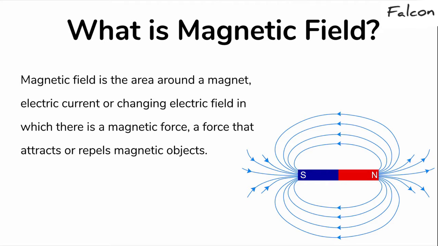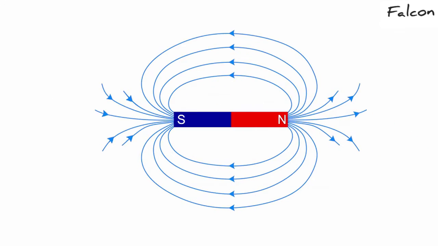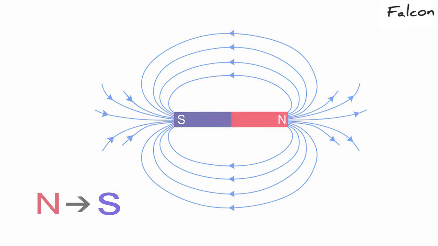Magnetic field is the area around a magnet in which there is a magnetic force, a force that attracts or repels magnetic objects. Have a look at this figure. Crowded magnetic lines indicate a strong magnetic force in that area. Spread out magnetic lines indicate a weak magnetic force in the area. The direction of the magnetic field is always from north to south.